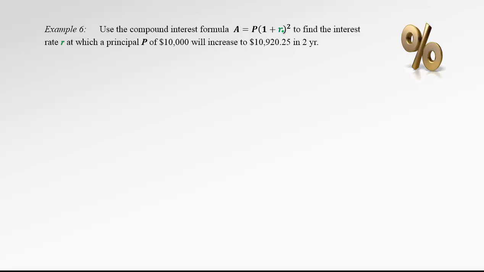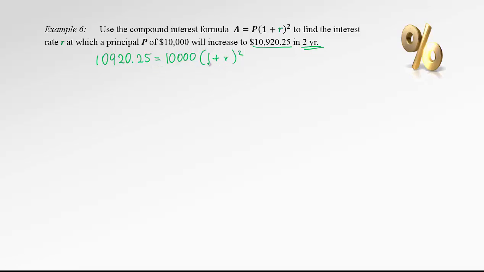So basically we need to use this formula, plug in all the information that we have, and solve for r. Our amount is this much, so we start with it: 10,920.25 equals the principal, which is 10,000, times (1 plus unknown r) squared. The square is just because of these 2 years. Okay, we need to solve for r.